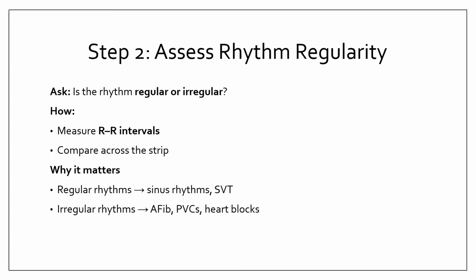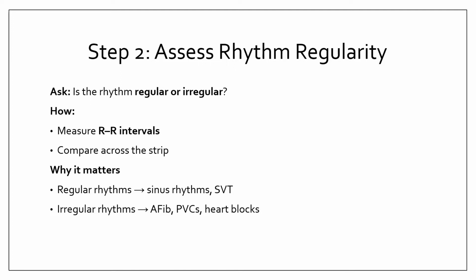So once we know the heart rate, the next question is how consistent the rhythm is over time. So rhythm regularity tells us a lot about where the impulse is coming from. So you need to ask yourself, is the rhythm regular or irregular? A regular rhythm has consistent R-to-R intervals across a strip. An irregular rhythm has variation in the R-to-R intervals, and we always assess regularity before naming the rhythm.